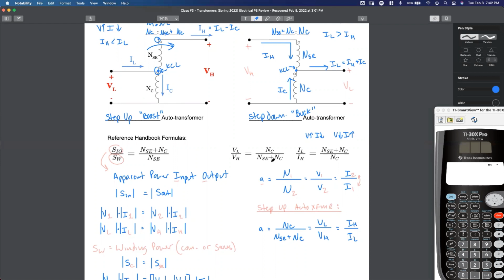So the reference handbook gives you the formula for the step-up, the boost, VL over VH. VL over VH equals NC over the sum of NSE and NC, equals the number of turns in the common winding to the sum of the common winding turns and the series winding turns. Same thing, IL over IH, they flip-flopped them. So IL equals the sum, IH equals NC, right?